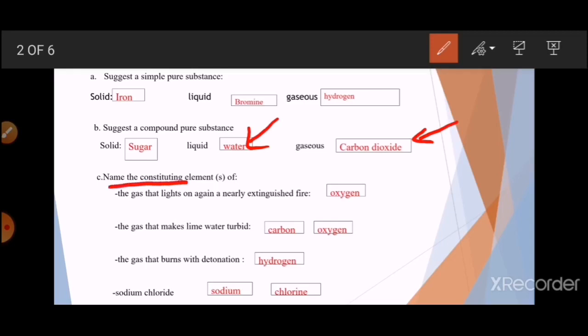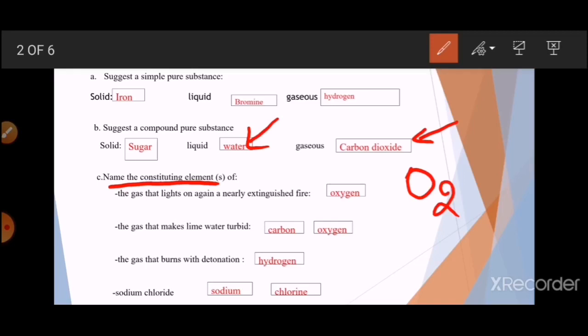Part C, you have to name the constituting elements. To name the constituting elements, you have to read well these parts. Name the gas that lights up a nearly extinguished fire. That means it gives a bright combustion. The gas that gives a bright combustion is oxygen gas, which is O2. The constituting element of O2 is oxygen. So the answer is oxygen.